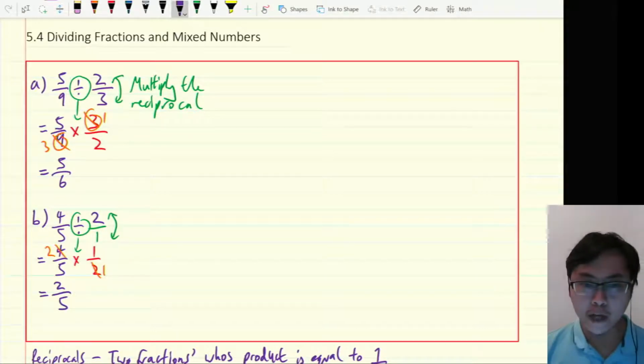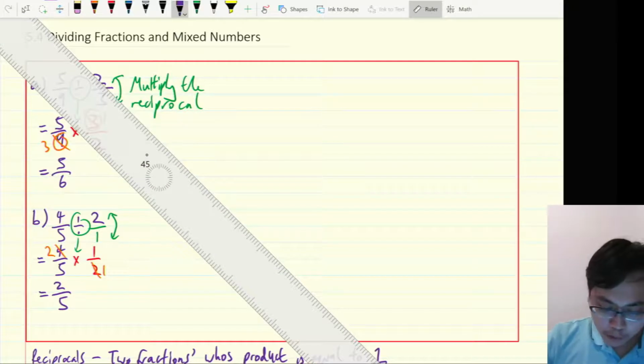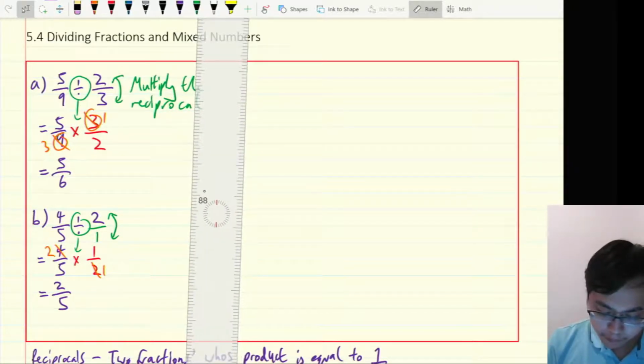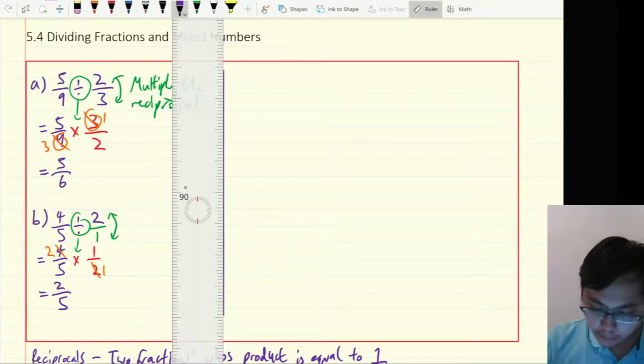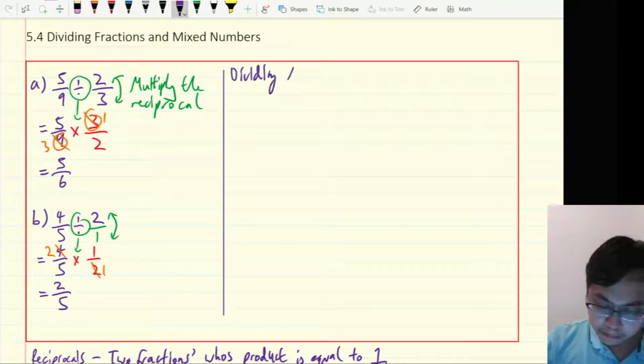Now what if we have mixed numbers divided by mixed numbers? This time it will be mixed numbers instead, and very similar to before. Let me just make a line over here. So this time we're dividing mixed numbers over here.